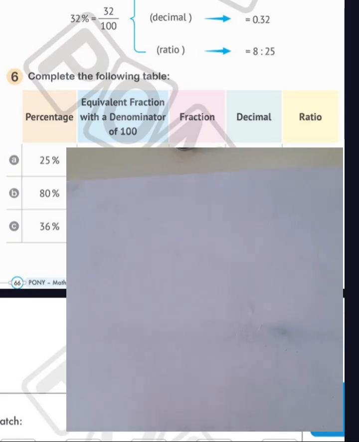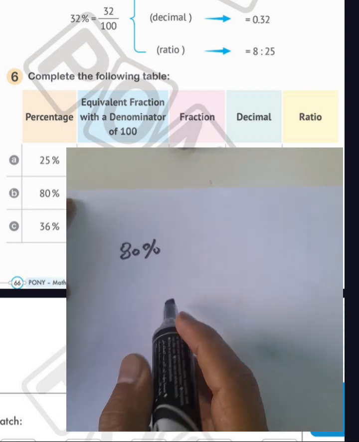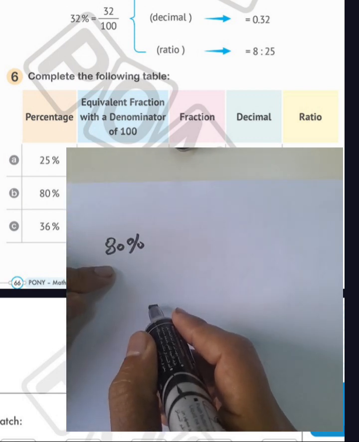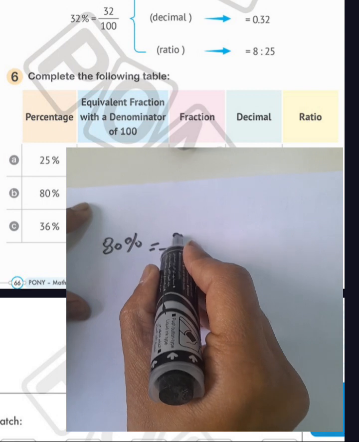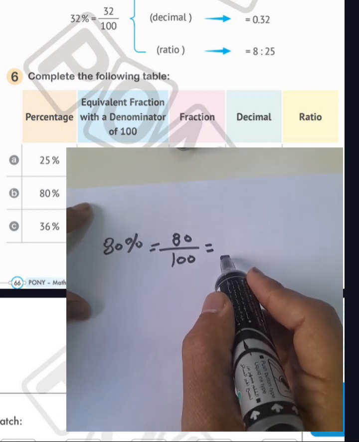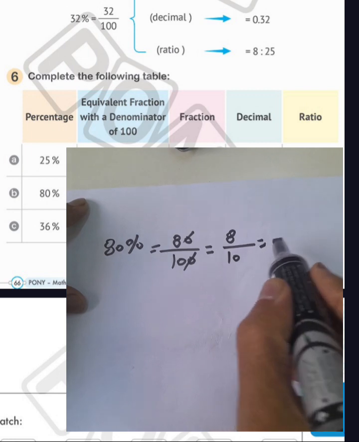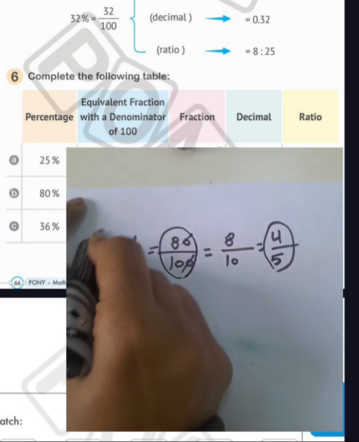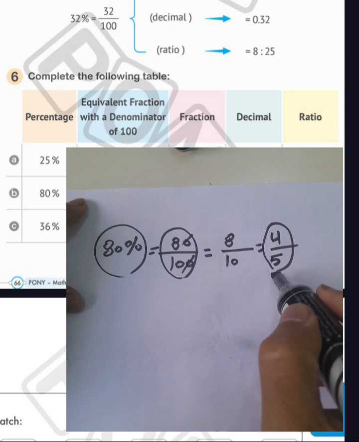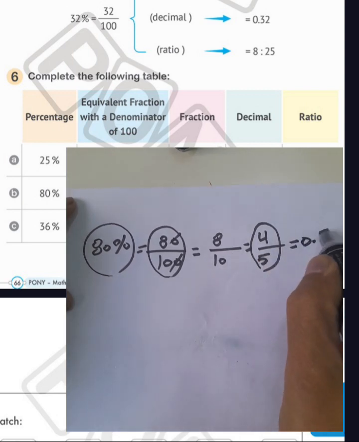We have 25%. Solve this example, and we have 80%. You can convert from this percent to a fraction by writing 80 over 100, and then you can write it in the simplest fraction by dividing by 10 first, and the result is 8 over 10. Next step, you can divide it by 2, it will be 4 over 5, the simplest fraction. Then we have 80% equals 80 over 100 equals 4 over 5, and the decimal number will be 0.8, and you can write this ratio 4 to 5.